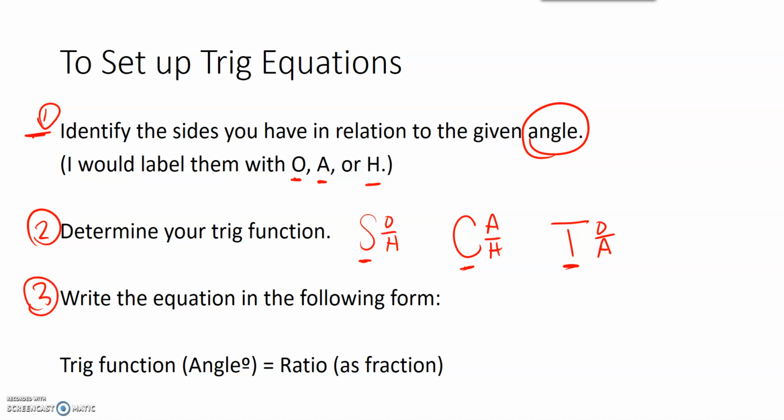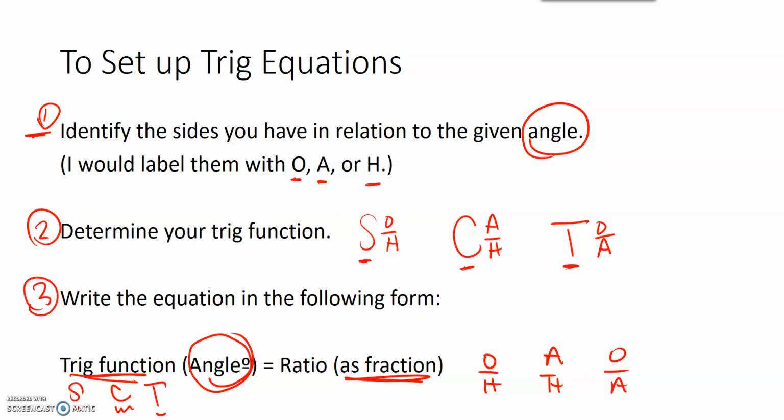Step three is then to write the equation, and this is as far as we're going to go with it today. We're just going to write the equation, and you always write it in this form. You do your trig function, which is sine, cosine, or tangent, then the angle from the triangle, which is what you circled, and then you write out your ratio as a fraction. That's the O over the H if we used sine, or the A over the H if we used cosine, or the O over the A if we used tangent. Okay? You would write whatever corresponds to the trig function you're using.